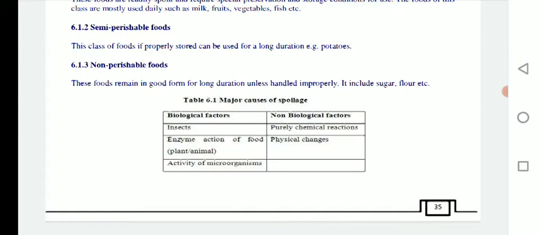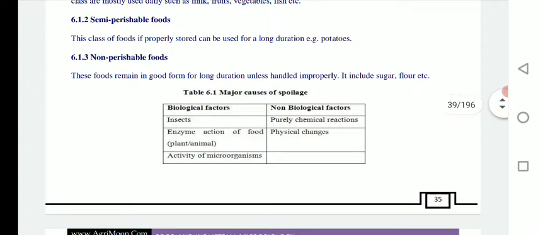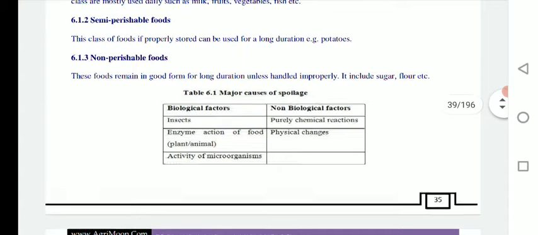This table shows major causes of spoilage. The first factor is biological, and in that, insects mostly damage food by spoiling it. Then enzyme action in food. These are the default metabolites or some of the enzymes or biochemical compounds. By default they are present in food, and they are responsible for spoilage of food.